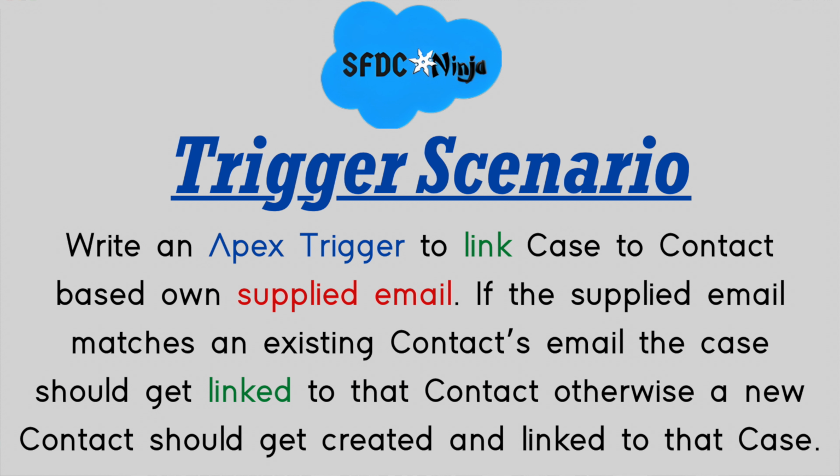Now let's understand what exactly we are going to do today. Today's requirement is, let's say a user creates a case with an email in the Supplied Email field. Then there will be two situations. First, if a contact record with the same email is already present in the system, then the case should get linked to that contact. Second, if there is no existing contact record with the same email, then a new contact record should get created using the same email provided in the Supplied Email field of the case, and after that, it should get linked to that case. In short, we need a trigger to make sure that each case is connected to the right contact. So this is what we need to do today.